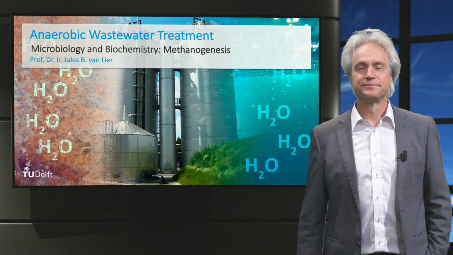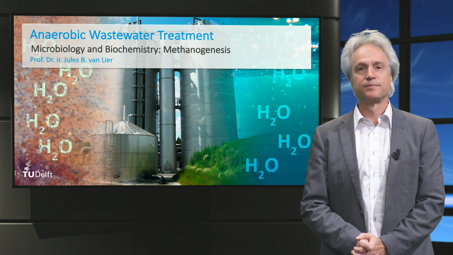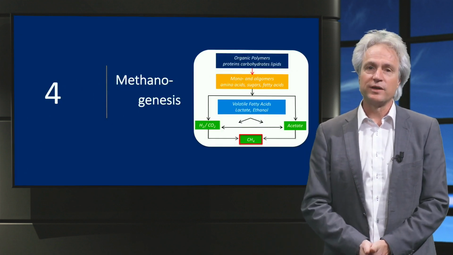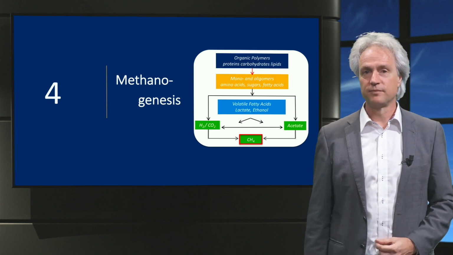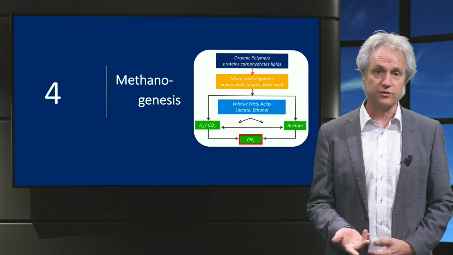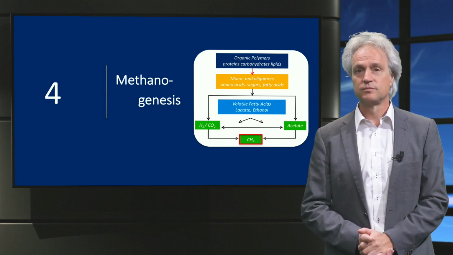Hello everyone. In this lecture we will discuss the final step in the anaerobic conversion process, the production of methane. The final step in anaerobic digestion is called methanogenesis. In this step, the final intermediates, mainly acetate and hydrogen/CO2, are converted to methane gas by methanogens.